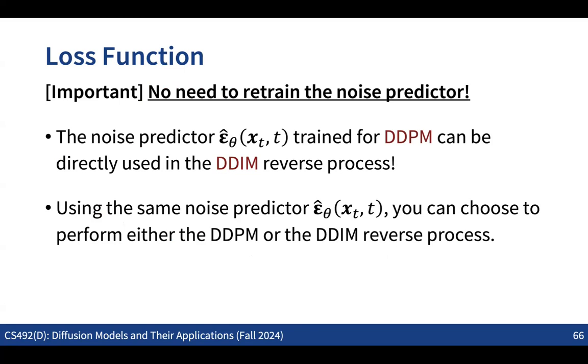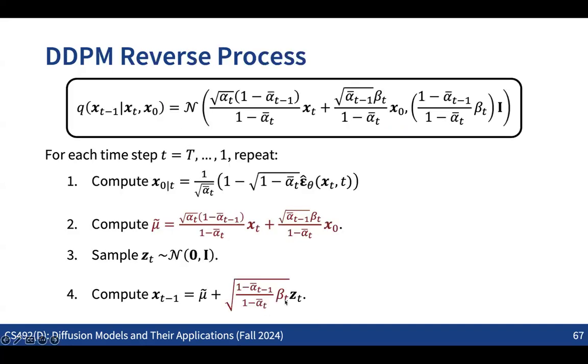So which means that whether we want to use the DDPM or the DDIM, we can use the same noise predictor, which is trained using the same loss function in the previous slide. But while we have the same noise predictor, the reverse process and the forward processes are changed. So in the DDPM reverse process, the forward process was like this.